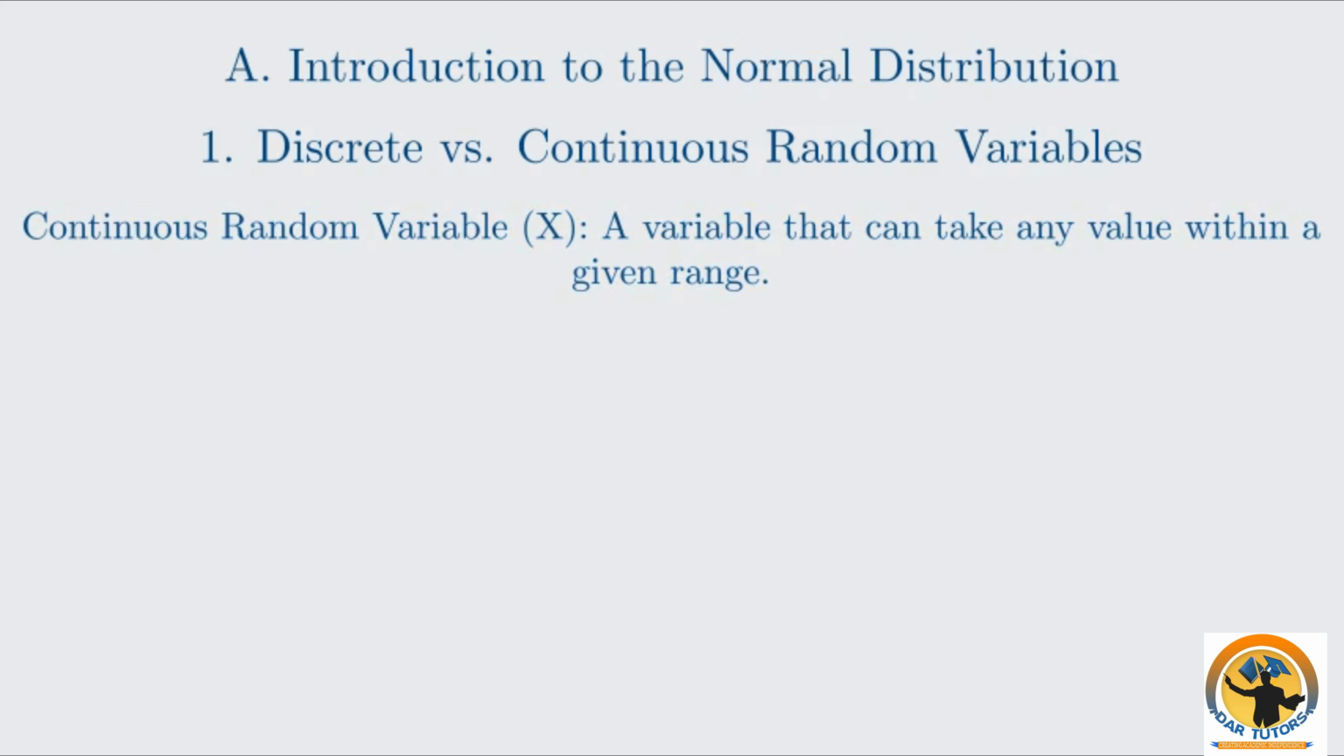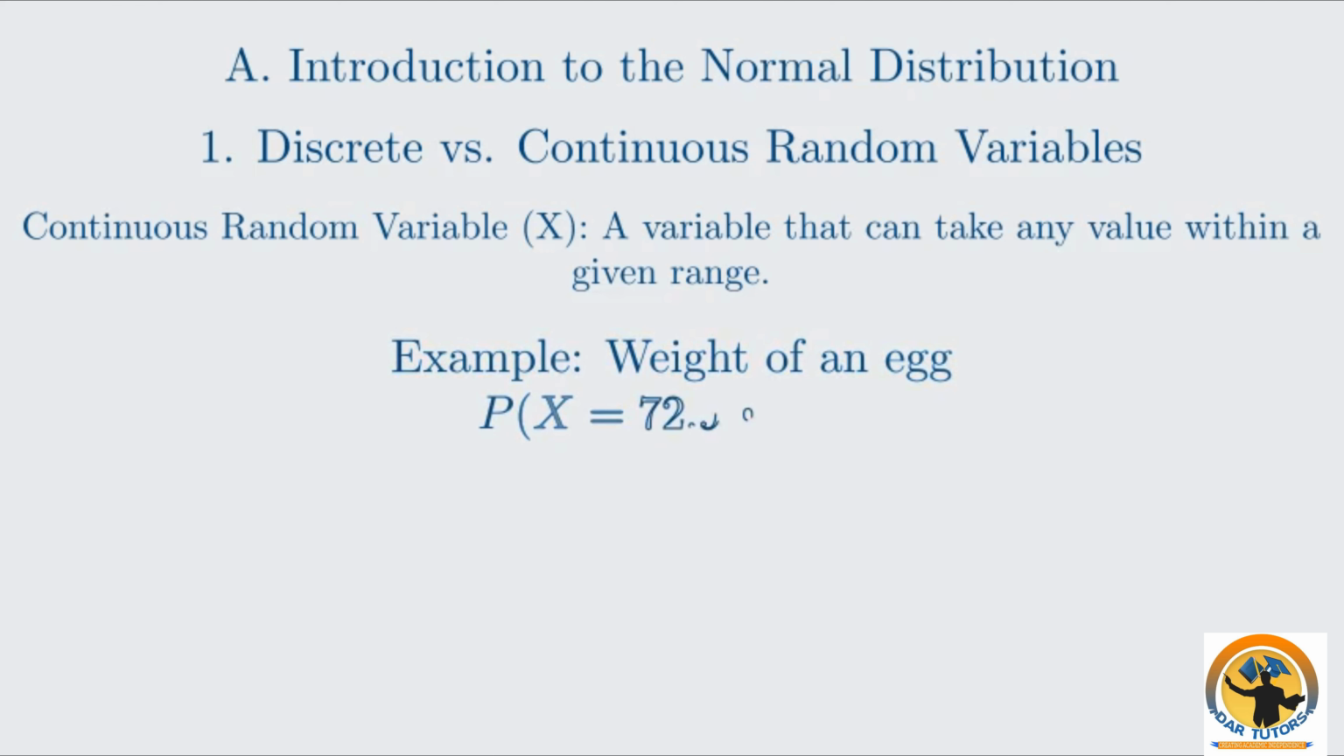This continuous nature has a critical consequence. Let's consider the weight of an egg. The probability that an egg weighs exactly 72.9 grams to an infinite number of decimal places is 0. No matter how accurate our scale is, a reading of 72.9 grams simply means the weight is within a range, say between 72.85 and 72.95 grams.